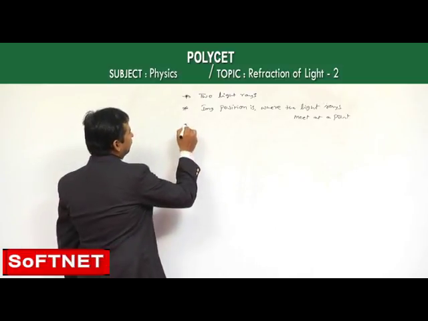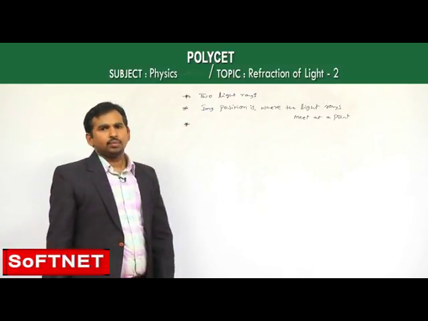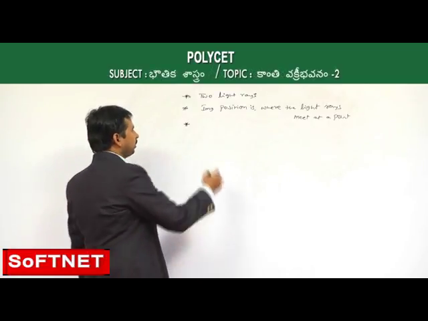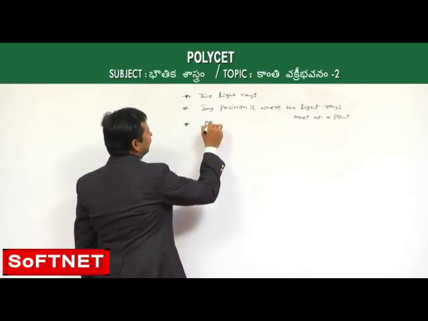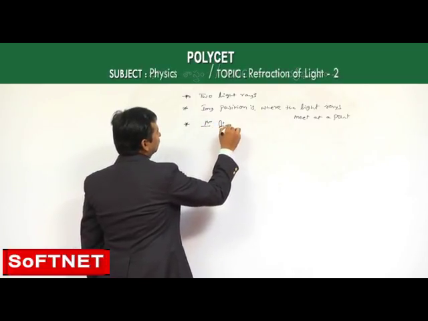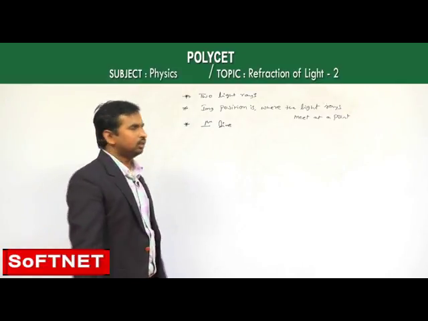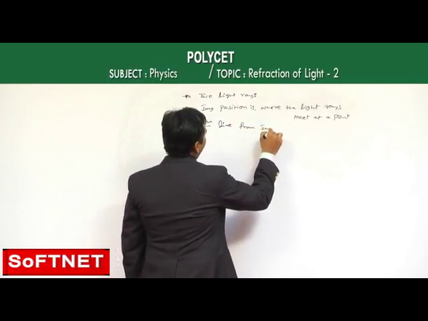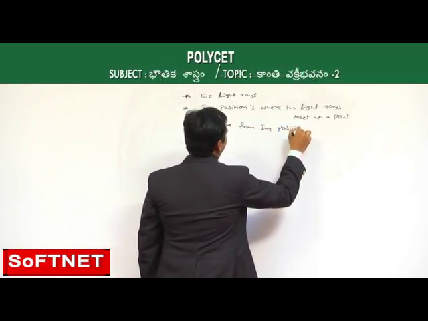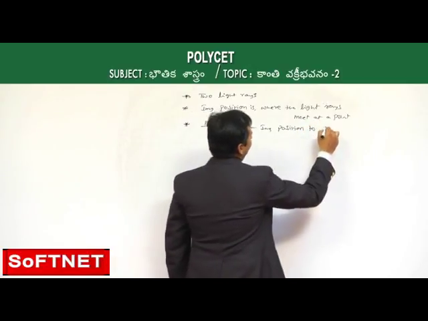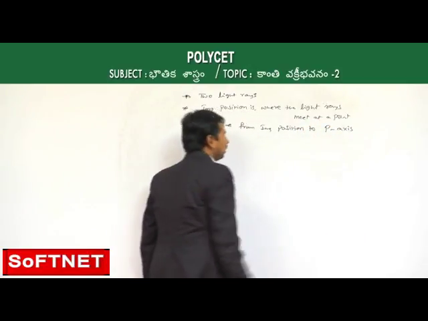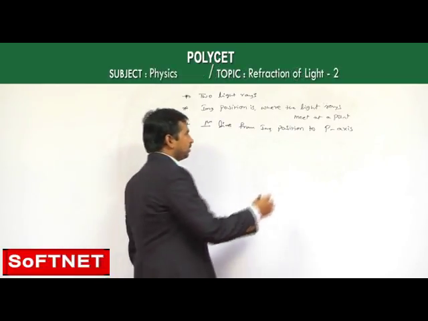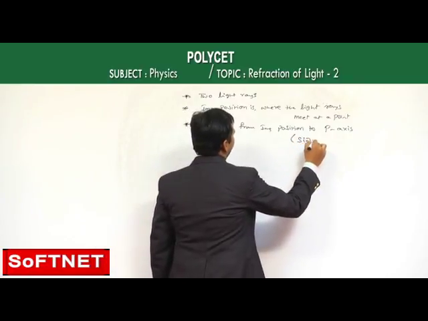Next one. After getting that point where the image is formed, the image position, now what we have to take is a perpendicular line. Take a perpendicular line from the image position to the principal axis. This gives you the size of the image.